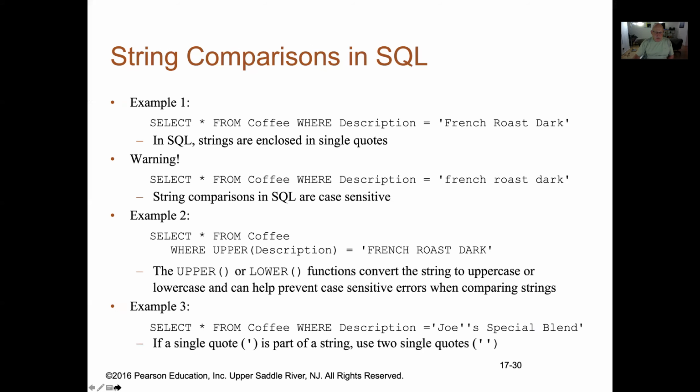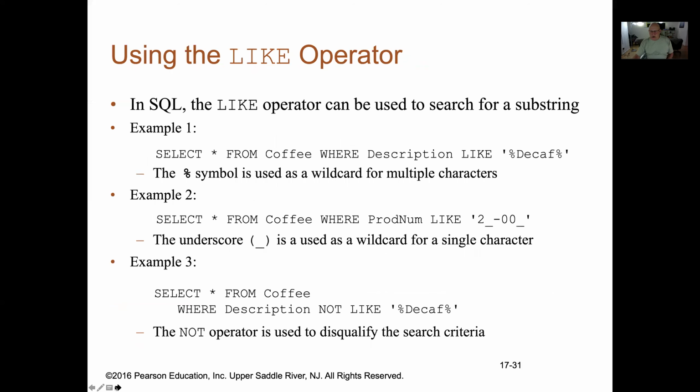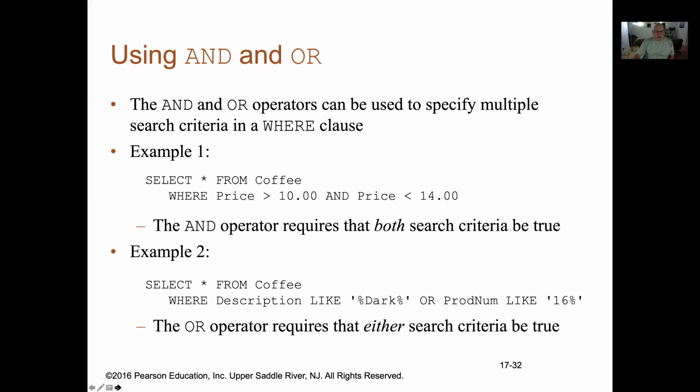This is the like operator. In SQL, the like operator can be used to search for a substring. Now, using AND or OR: the AND and OR operators can be used to specify multiple search criteria in a where clause. For example, select asterisk, which means all, from coffee where the price is greater than $10 and price is less than 14. The AND operator requires that both search criteria be true. For example, select asterisk from coffee where description like dark or product number like 16%. The OR operator requires that either search criterion be true.